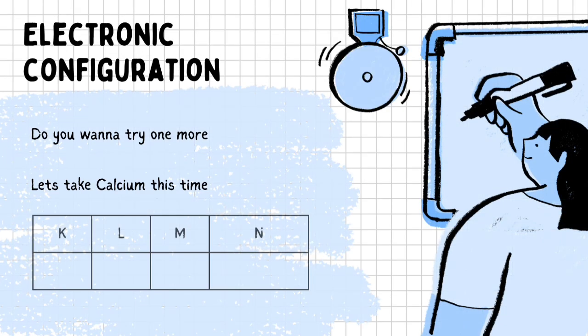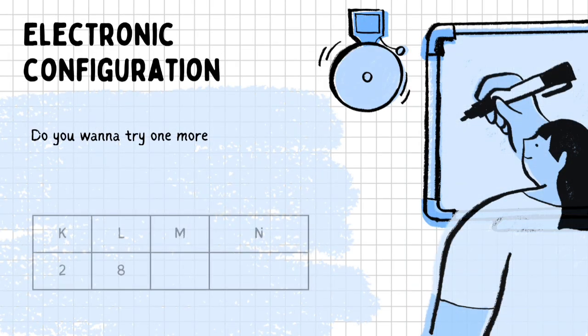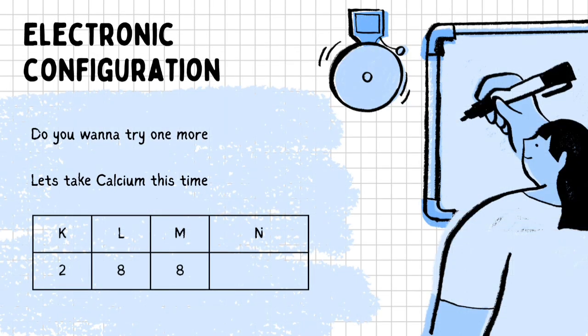Let's do some more practice. Here we have calcium. What's its atomic number? Yeah, it's 20, which means it has 20 electrons. In K cell, it can have 2 electrons. In L cell, 8 electrons. In M cell, also 8 electrons. Now, out of 20, only 2 electrons are left, which go into N cell. That's correct. It takes some practice to understand this better. And trust me, it's very important to get chemistry easy.